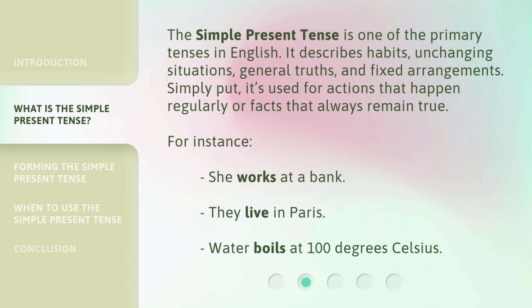The simple present tense is one of the primary tenses in English. It describes habits, unchanging situations, general truths, and fixed arrangements. Simply put, it's used for actions that happen regularly or facts that always remain true. For instance, she works at a bank. They live in Paris. Water boils at 100 degrees Celsius.